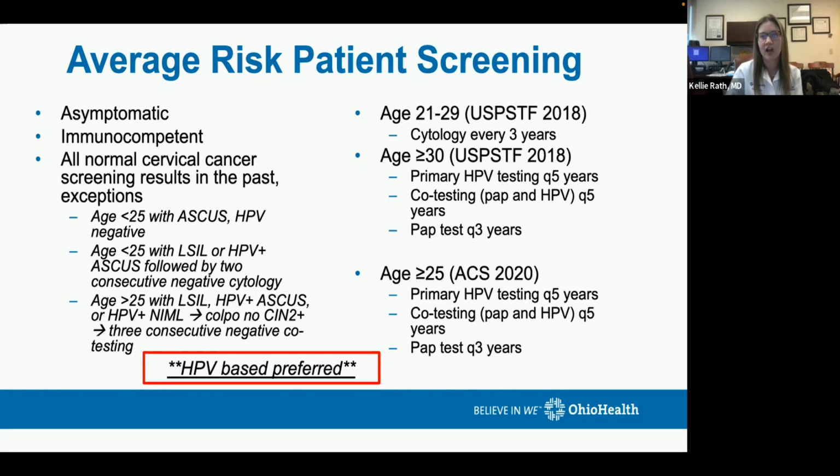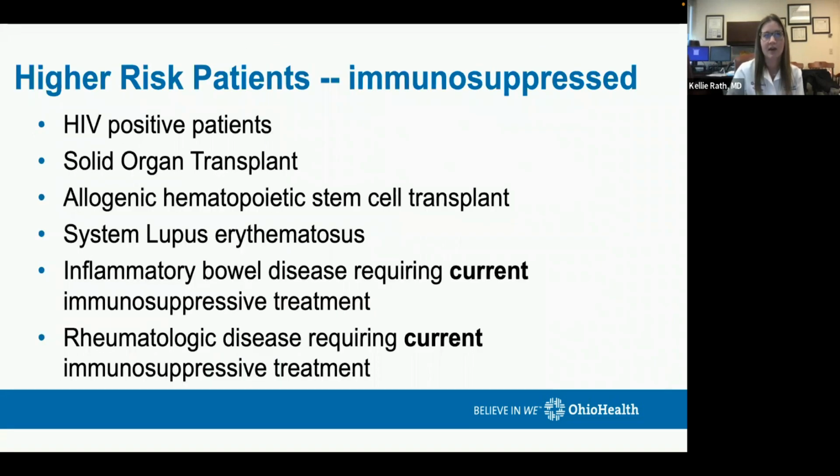And as people reach either age 25 or 30, we add in HPV co-testing, and those patients can be tested every 5 years, either with primary HPV testing or co-testing. If HPV testing is not available, cytology, Pap tests alone could be used every 3 years. But again, HPV based testing is preferred. And when we talk about higher risk patients, those that are immunosuppressed, they do need a different screening because they are more likely to develop persistent disease as well as precancers or cancers.